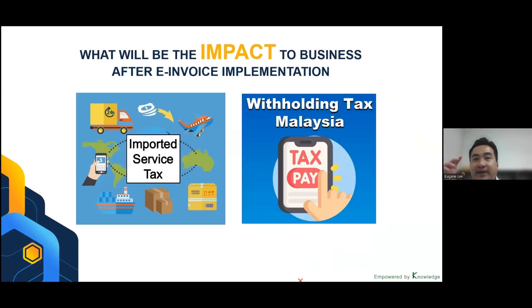For example, advertisement on Facebook. For example, you bought Netflix subscriptions for your retail shops. So in that category, you need to take care of this part. When you have a self-billed e-invoice, you need to declare the imported service tax. Same thing goes for the withholding tax within the time frame.